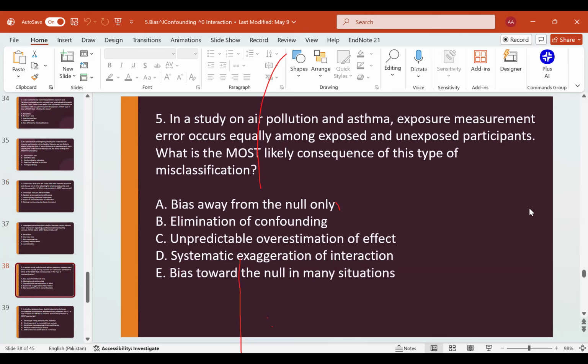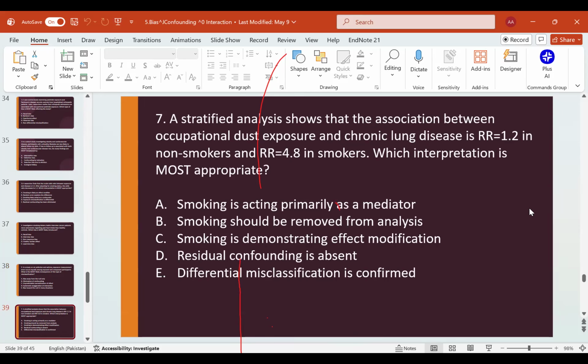In a study on air pollution and asthma, exposure measurement error occurs equally among exposed and unexposed participants. What is the most likely consequence of this type of misclassification? Bias away from the null only, elimination of confounding, unpredictable overestimation of effect, systematic exaggeration of interaction, or bias towards the null in many situations. So, yes, it is E, bias towards the null in many situations.